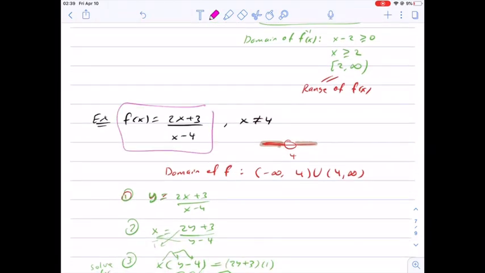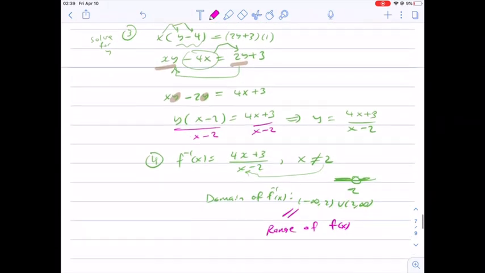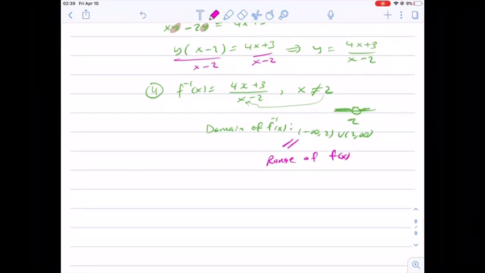So from this function, it's not easy to find the range. But after finding the inverse of the function, the domain of the inverse function is the same as the range of the original function.